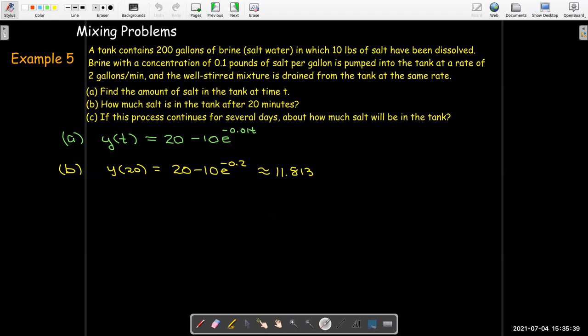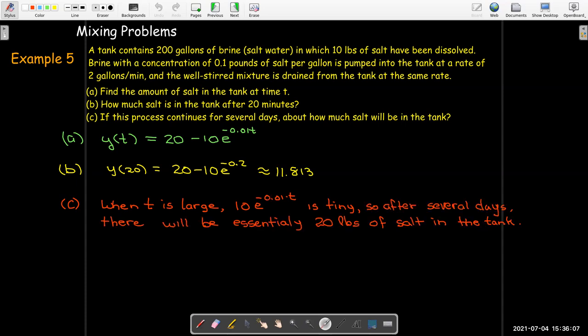And of course, we can see it's increasing, right? We started with 10. After 20 minutes, we have 11.8. And after several days, so t is very large, right? Well, if I take e and raise it to a large negative exponent, that's a really very small number. And so we can neglect that term. It is negligible. And so after several days, there's essentially, okay, not exactly, but essentially 20 pounds of salt in the tank.